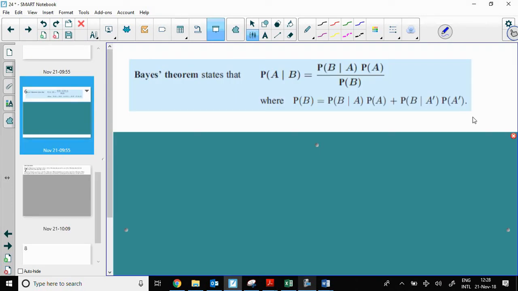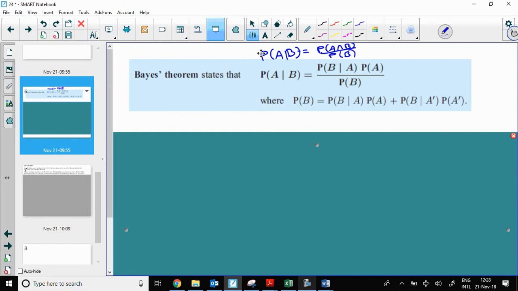And that brings us to Bayes' theorem. So here's what the book has to tell us about it. Probability of A given B. We've talked about that before, right? The probability of A given B should be equal to the probability of A and B over the probability of B.